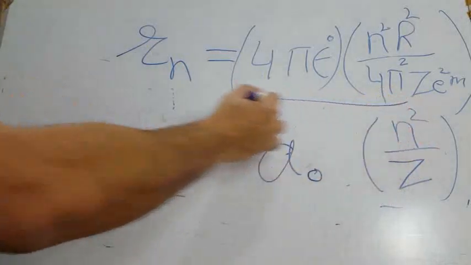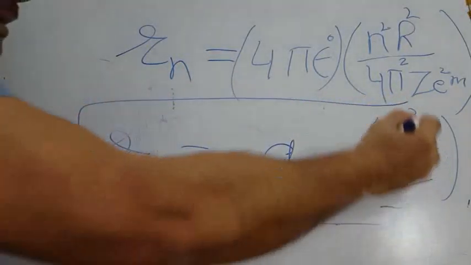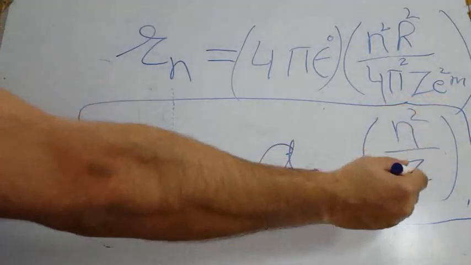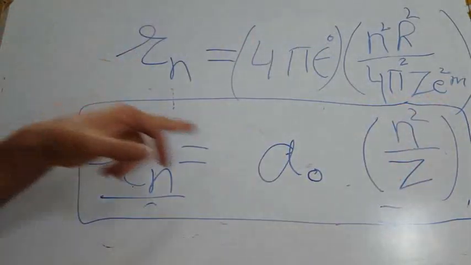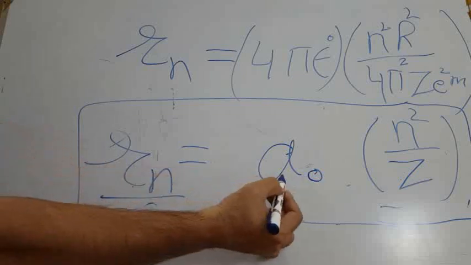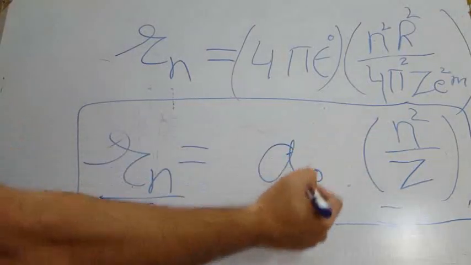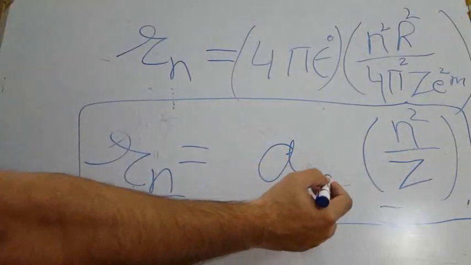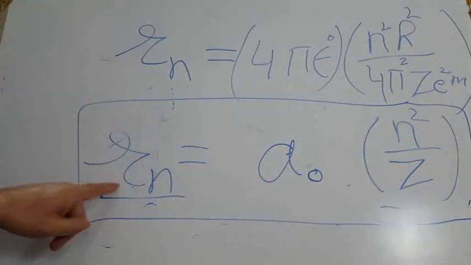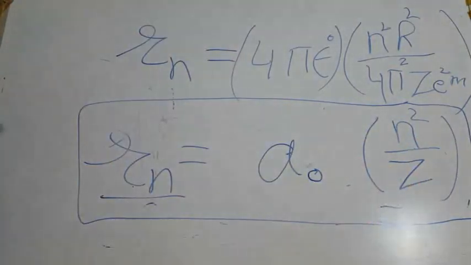Therefore you have to memorize this: Rn equals A0 n square upon z. This equation you have to memorize. The rest of those derivations are not in your syllabus. I have explained those just to understand where this A0 has been derived from. Right? Is that clear? Therefore, you have to remember this.